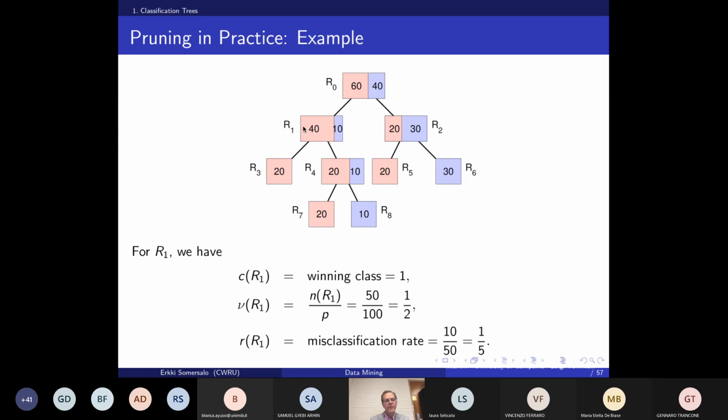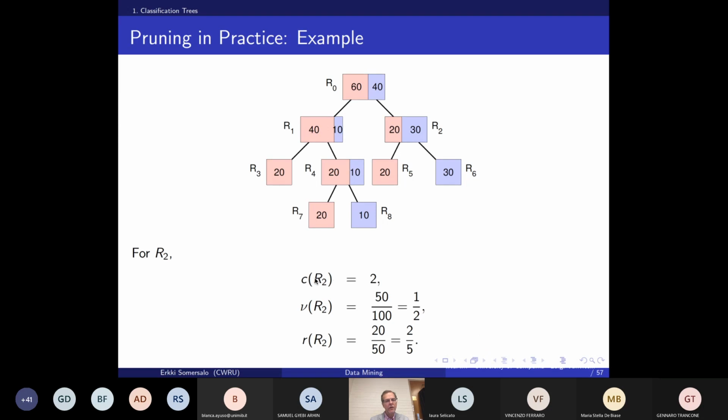So then, what is the critical value? Okay, so I'm calculating the same numbers for R2. So here is my R2. What is the winning class? The winning class is the blue class, which is 2. And what is the misclassification? The importance of that node is also 1/2 because 1/2 of the data points are contained in R2. And what is the misclassification rate here? 20 points are classified into the non-winning class, and therefore the misclassification rate is 2 over 5. So a pretty simple calculation, as you can see.